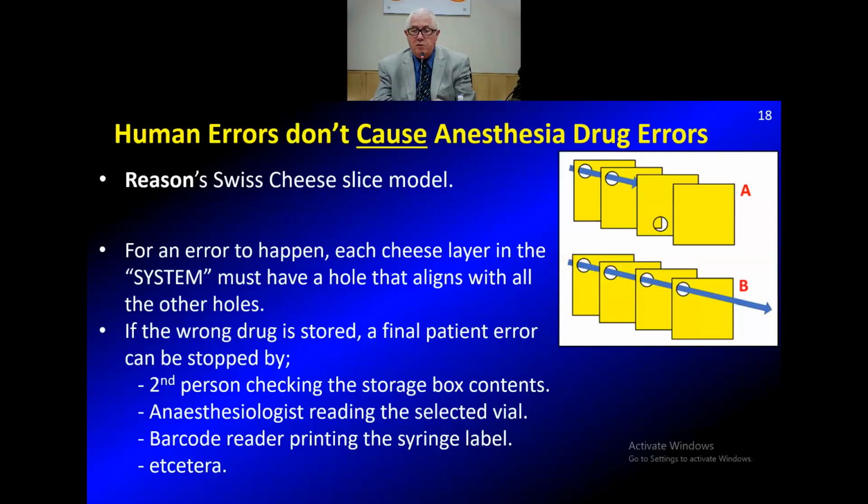And things we can do to block a few of the holes is have a second person check the storage box in your anesthesia cart. Some people recommend having a second person check the drugs you are administering. Now, I worked at a high-tier hospital, and we had a lot of critical patients flown in who would be rushed straight from the helicopter to the operating room.